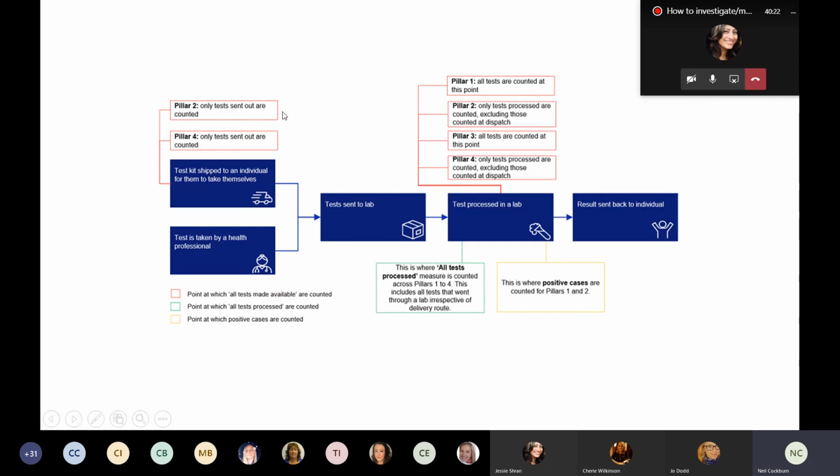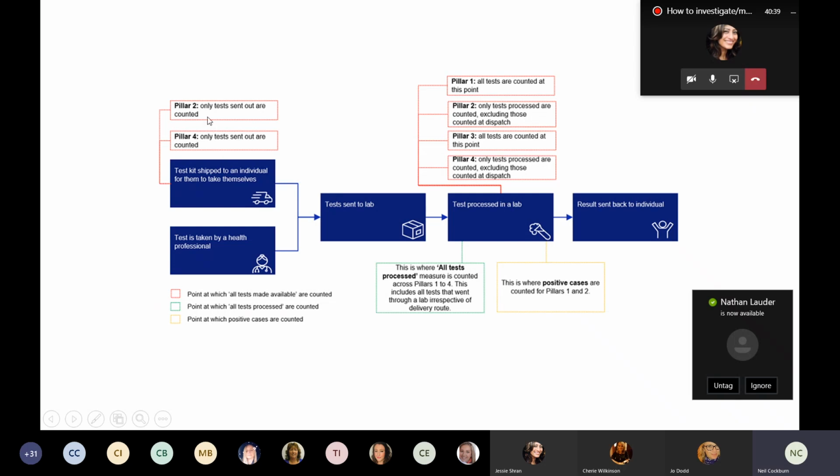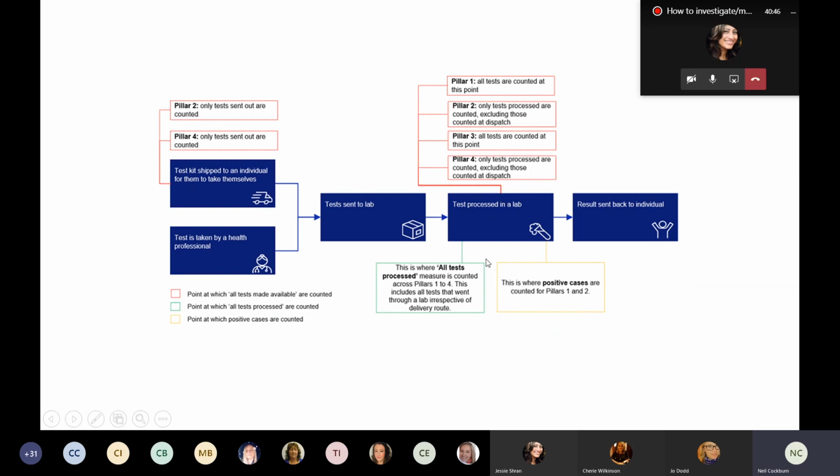This diagram, I won't go through it in depth, but it shows what actually happens to Pillar 1 and Pillar 2, as well as the other two pillars, but specifically Pillar 1 and Pillar 2 which have all of our case data. You can see that Pillar 2 tests that are sent out are counted as made available, whereas whether they're actually processed is all at the lab level. So really most of the data that we look at is based on what's actually going on at the lab, and what makes it to the lab.